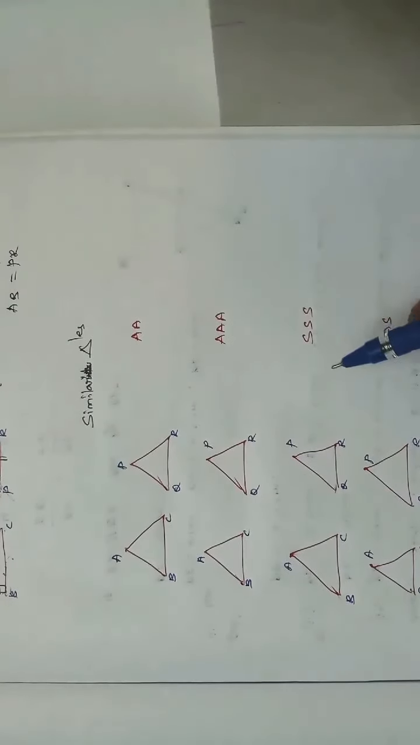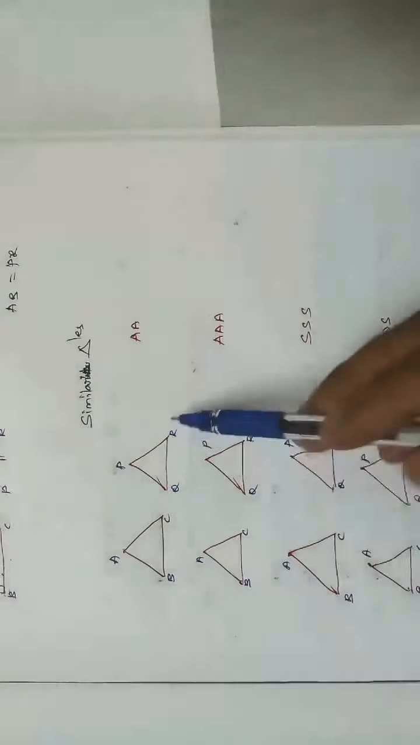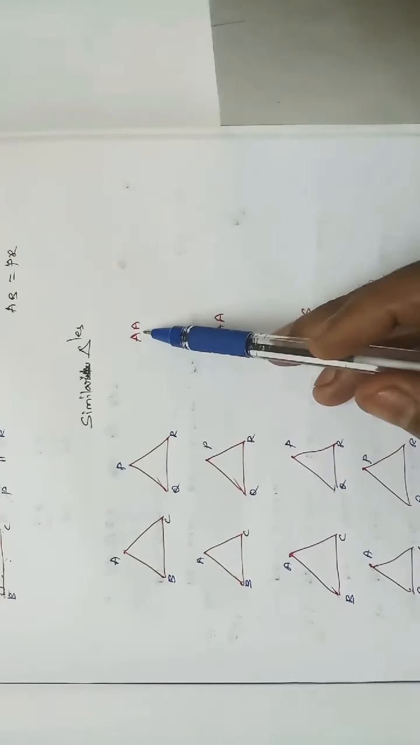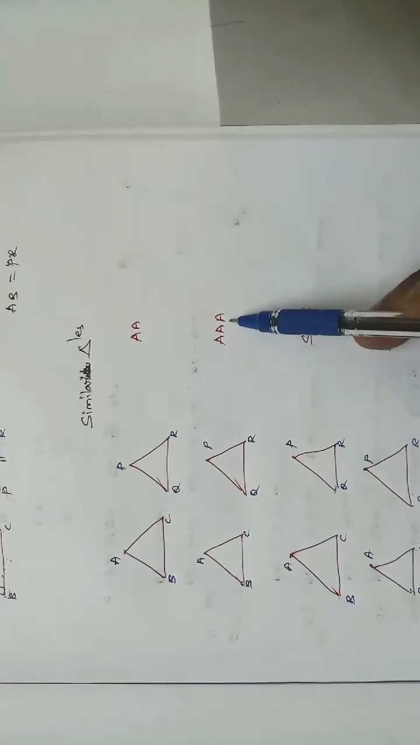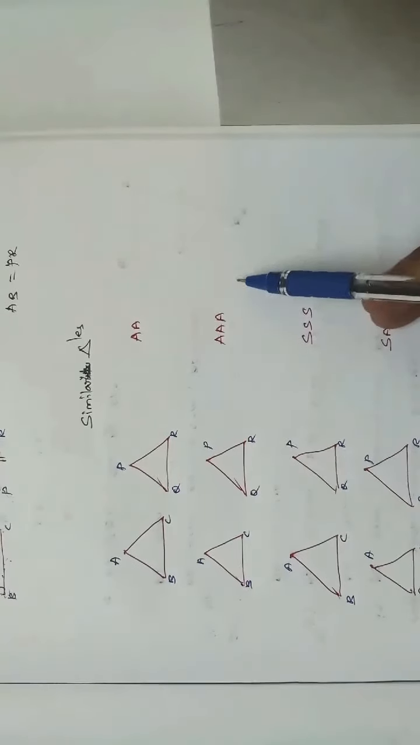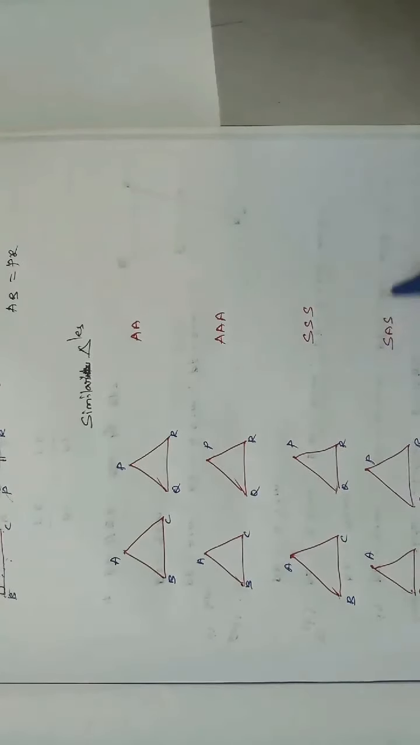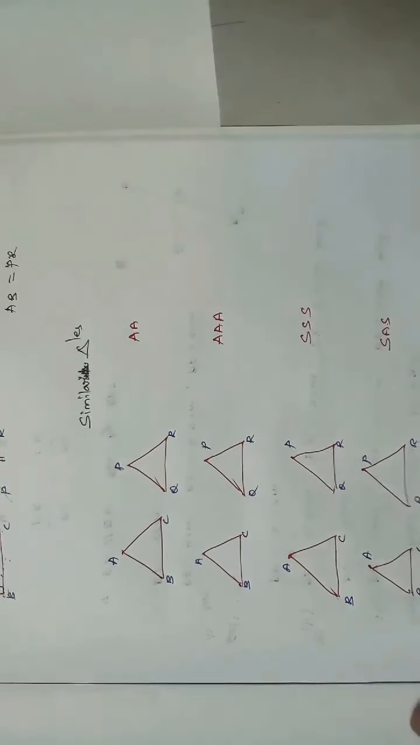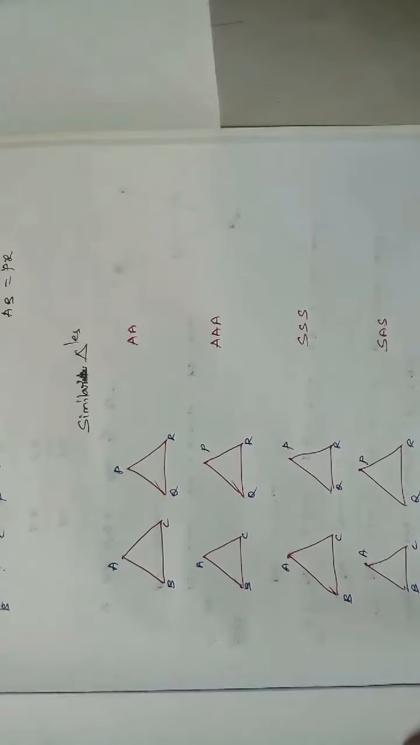In similar triangles, we have 4 rules or properties. One is the AA similarity rule. The second is the AAA, triple A similarity rule. Next is triple S, and the fourth is SAS, side angle side. In congruent triangles, everything should be equal.